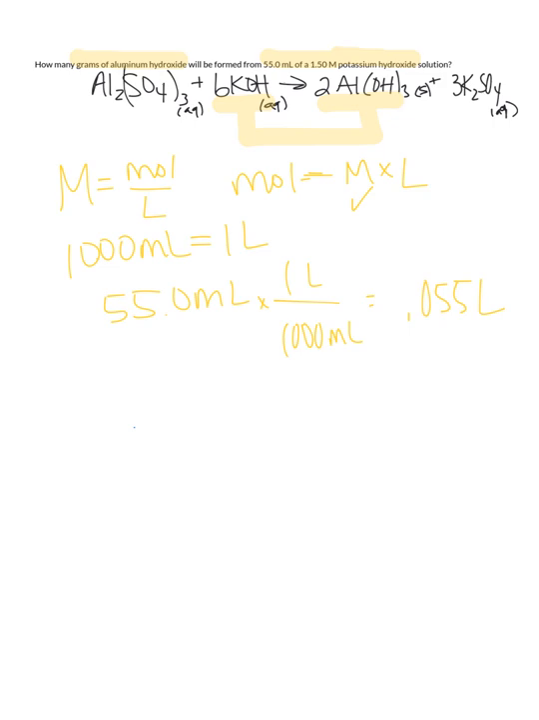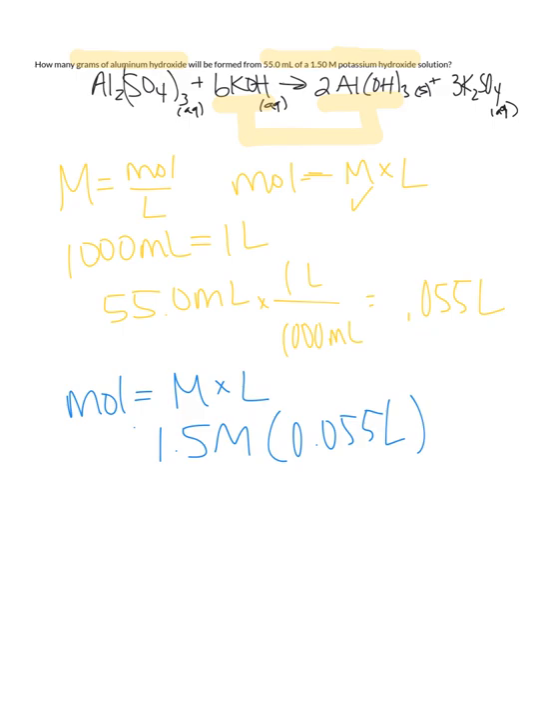So we have moles is equal to molarity times liters. My molarity was 1.5 molar. I'm going to multiply that by liters, which is 0.055 liters. When I do that, I get 0.0825 moles of potassium hydroxide.